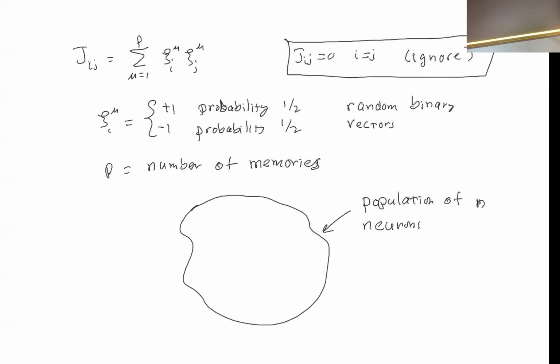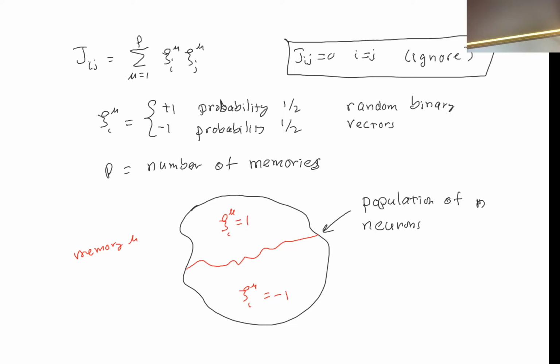So we'll look at one memory. We're going to look at memory mu. It kind of just divides the population in half. So in this half, squiggle I mu, and in this half, squiggle I mu. Okay, so any neurons in this half excite each other, right?